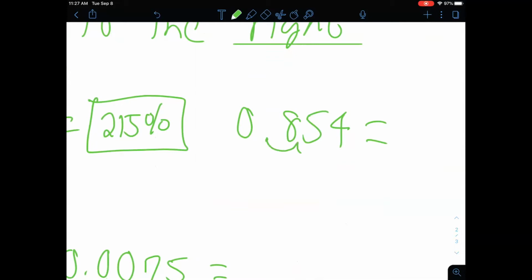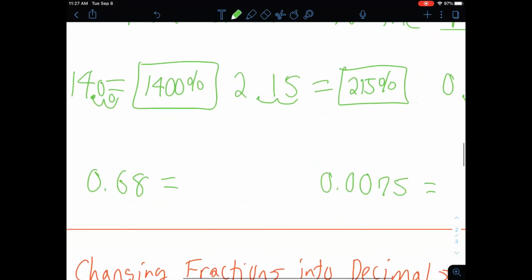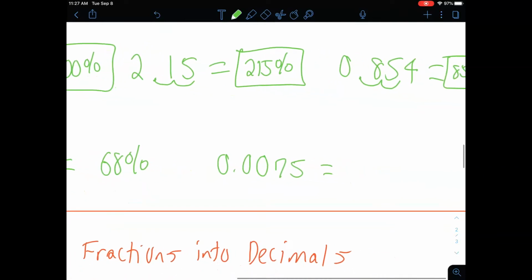All right, 2 to the right, 1, 2, 85.4%. 0.68, 1, 2, 68%. 0.0075, 1, 2, 0.75%.